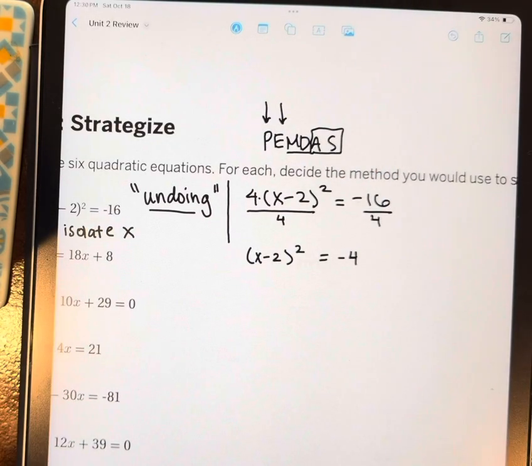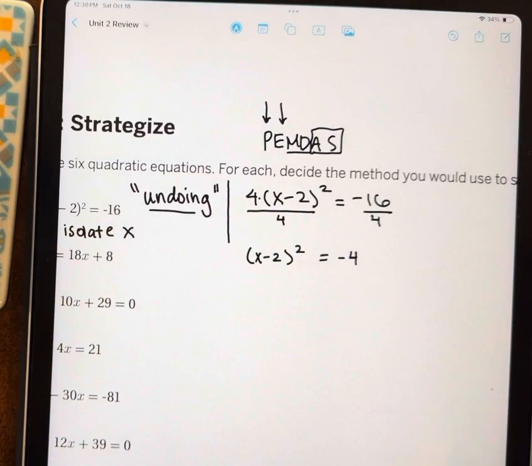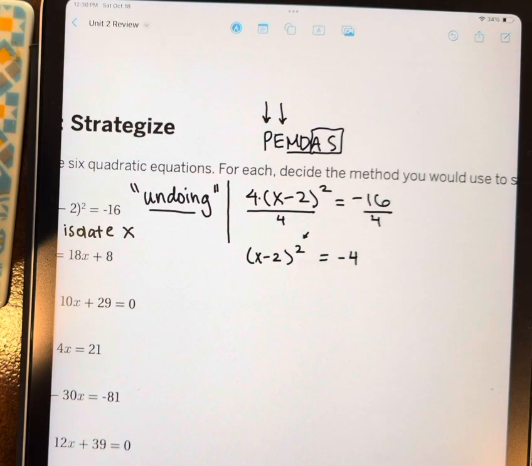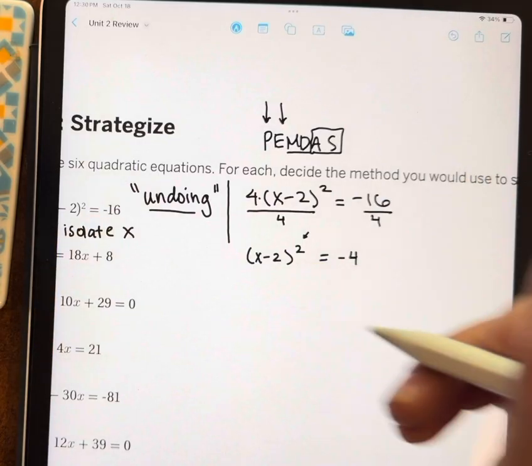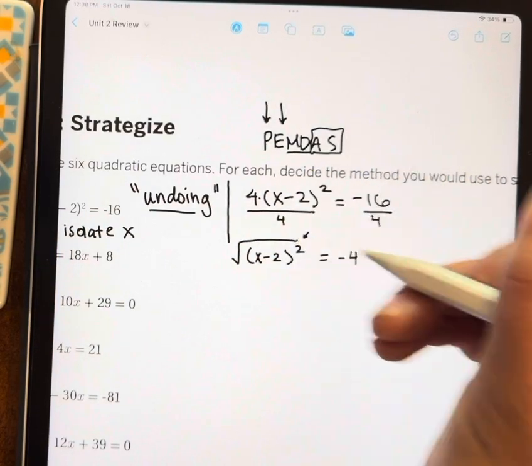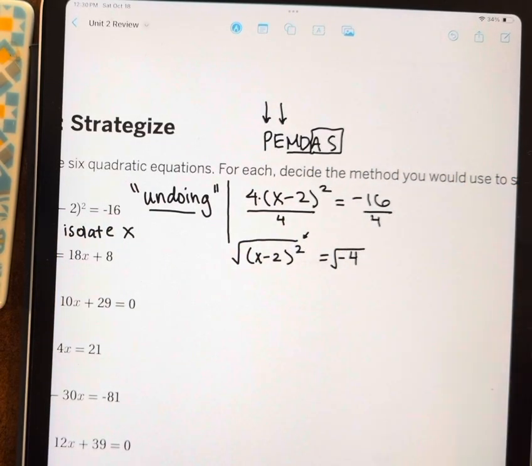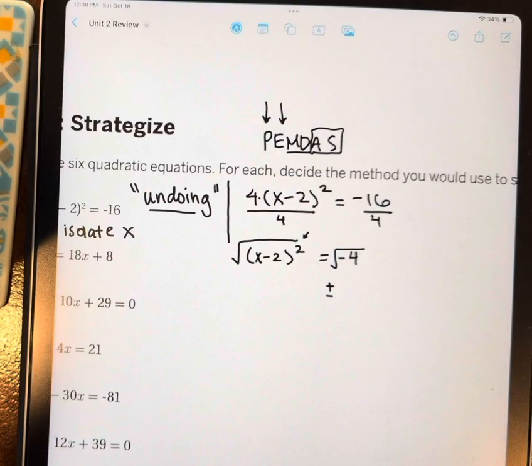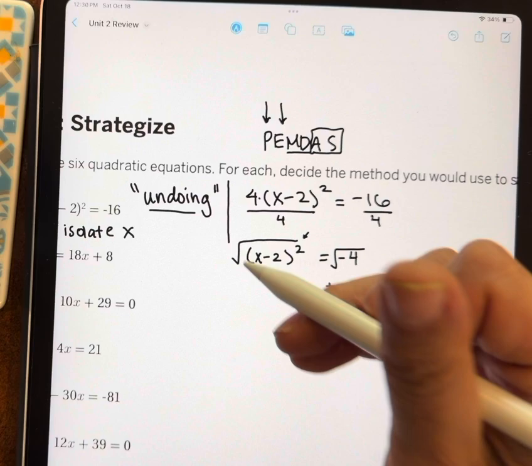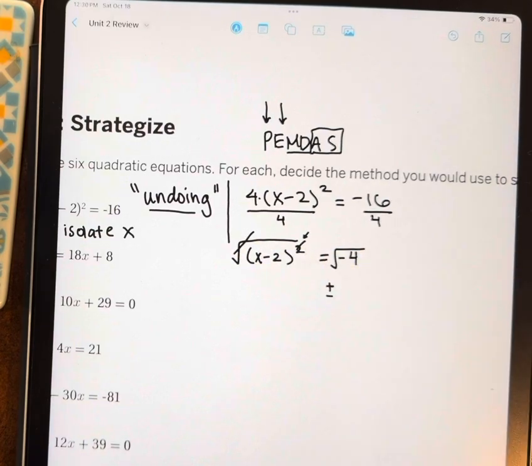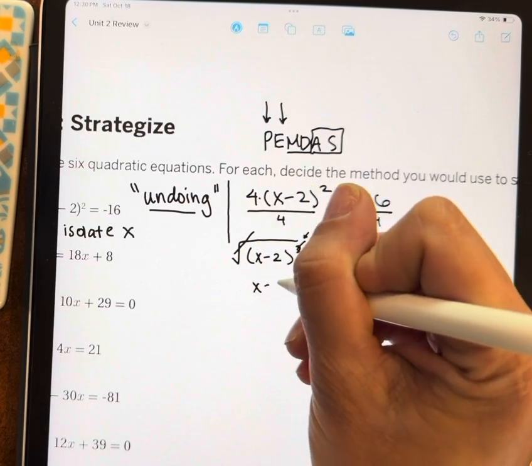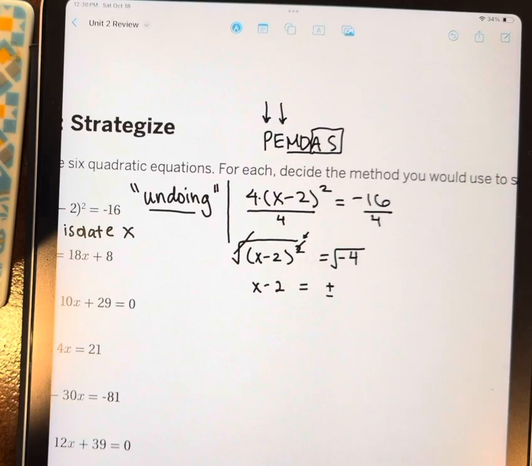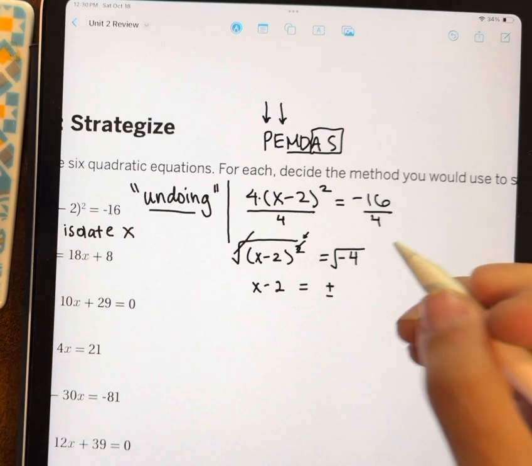Next thing to eliminate is exponents. I do have one right here, that 2. And you get rid of a square with a square root. And then anytime you square root both sides, you get a plus or minus. So write that down right away. Over here, these guys cancel, and we have x minus 2 equals, and then the square root of negative 4, you guys, it's this simple.